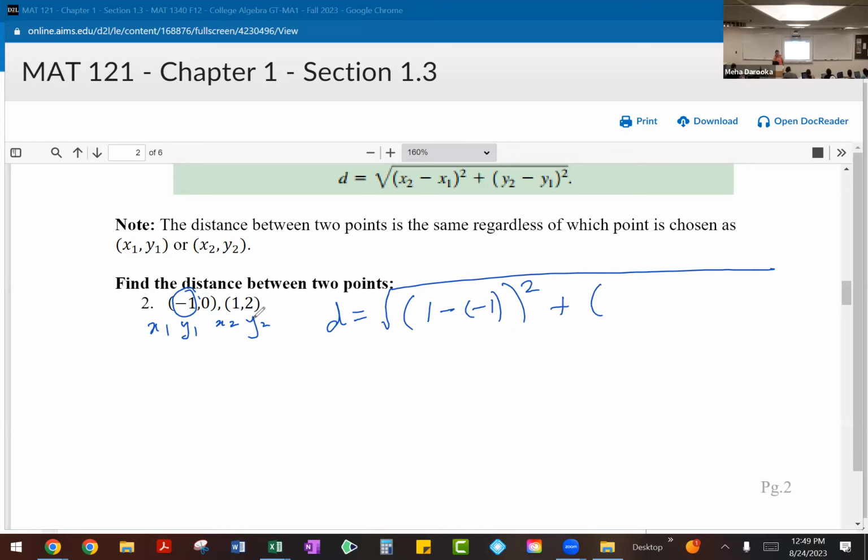plus y2, which I've labeled as 2, minus y1, which is 0. Clean it up and let me see what your distance comes out to. It may not come out to be a happy number. Sometimes you leave the square root, sometimes you can simplify it. It will just depend what this cleans up into. This time we have.